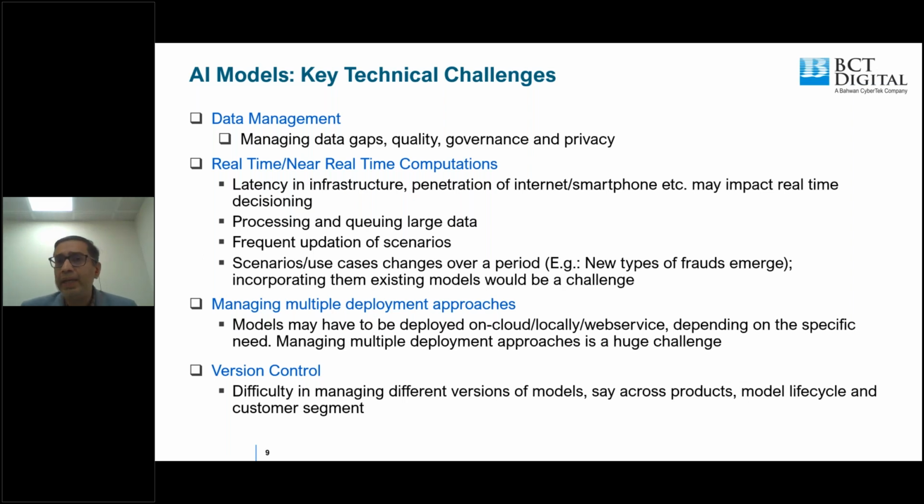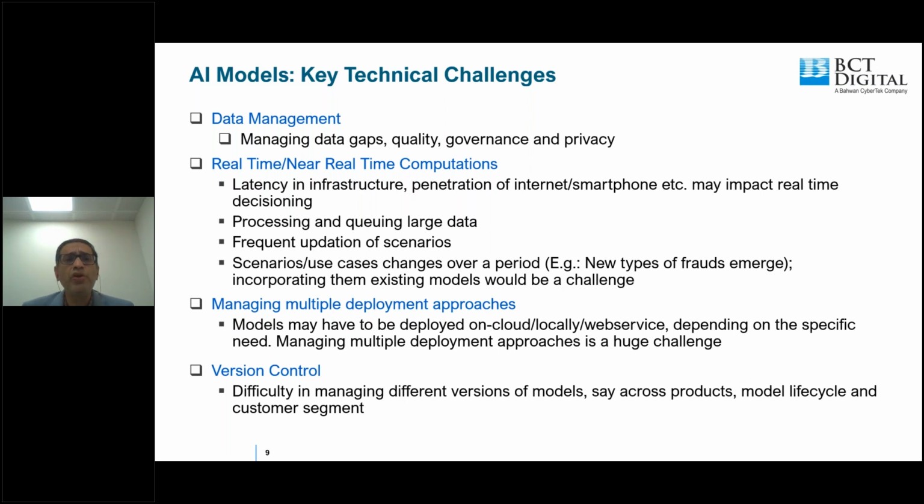So how does it impact the AI models? Then processing and queuing of large data. Specifically, let's say if you're operating a transaction monitoring system, how do you queue large amounts of data, and how does it impact the performance of the models? Are you able to queue it and process data seamlessly? That's a technical challenge which any company like XYZ would face.